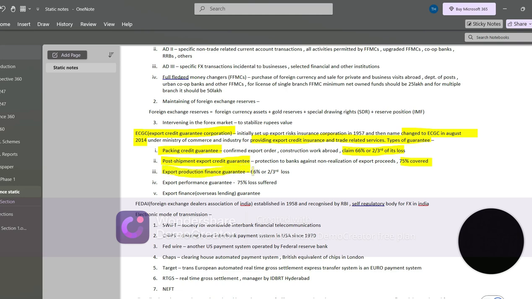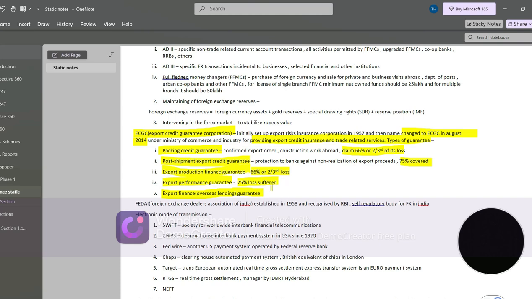For this, 66% or two-thirds of the loss is covered. Fourth is export performance guarantee. For this, 75% loss is covered. Like for export production, it means if you produce something for export and then something happens and they don't give you the specified amount, then this kind of guarantee is given. And for performance, if for some reason the performance is not up to the mark for some kind of export. Now this is export finance overseas lending guarantee, and I am not sure how much in this it covers.